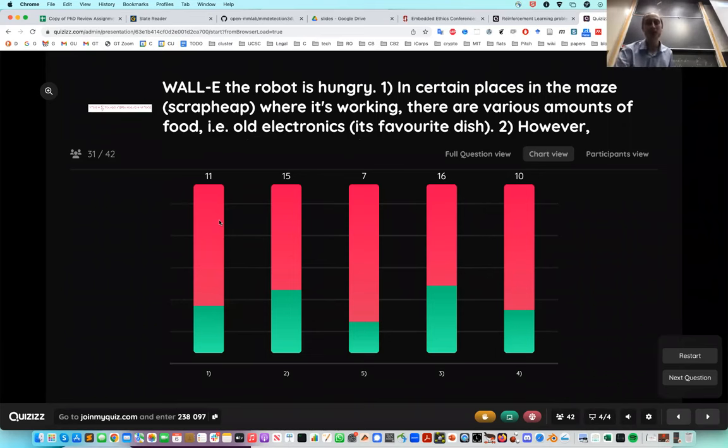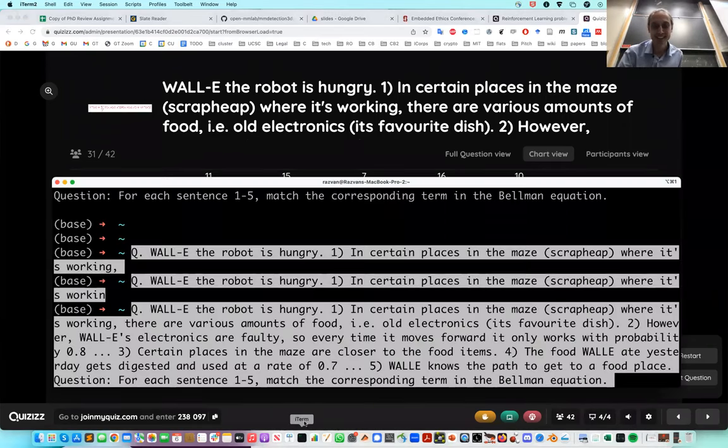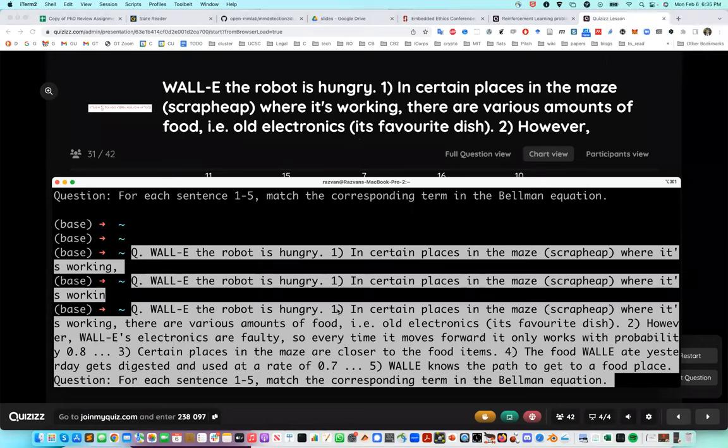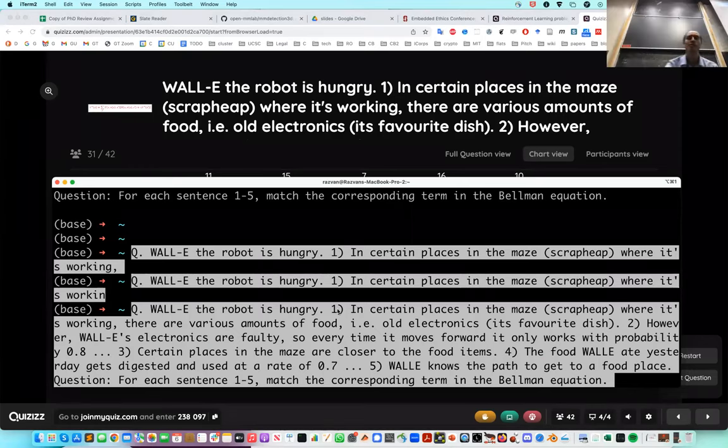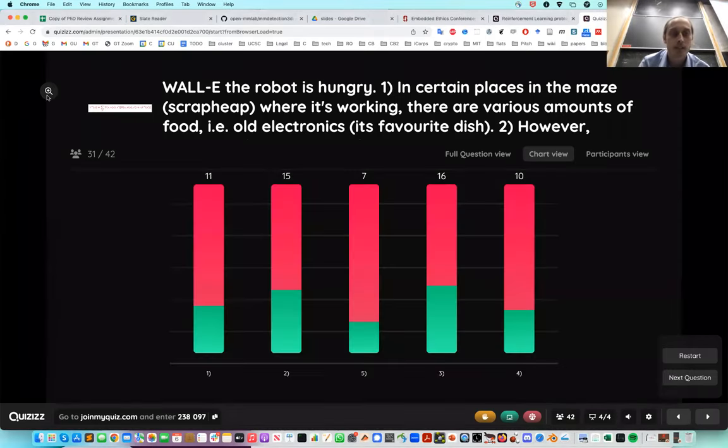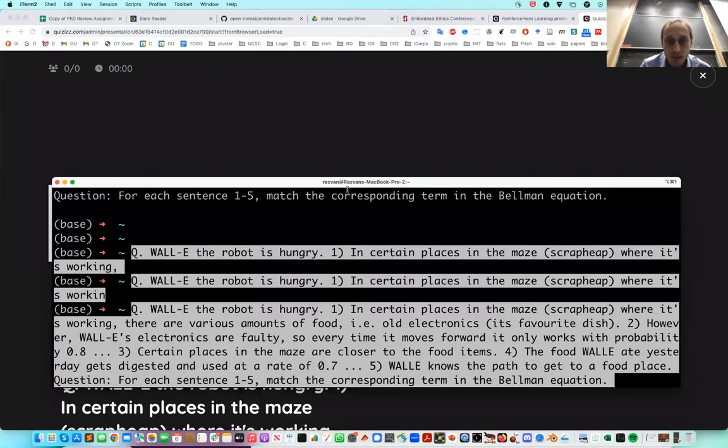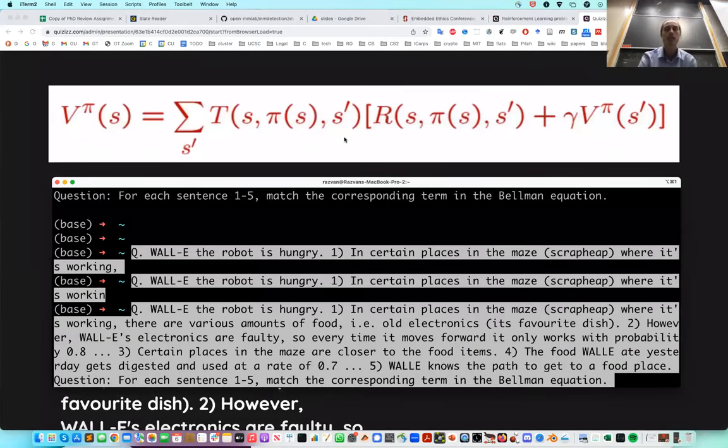So let's take it one by one. Let me put up the text here. It says, Wally the robot is hungry. In certain places in the maze where it's walking, there are various amounts of food. All the electronics, his favorite dish. So what is 1? Anyone? What does it refer to? These food items that Wally likes, these electronics. The reward? Yeah. Let's bring up the equation. Over here.